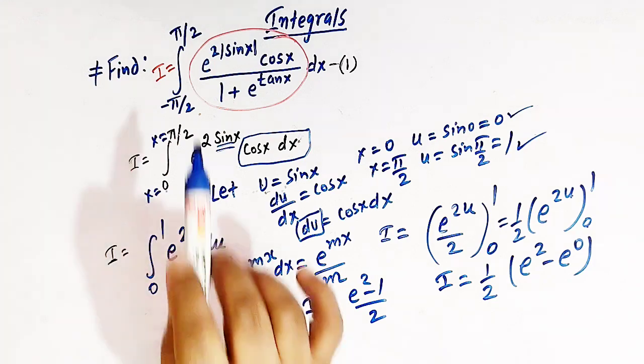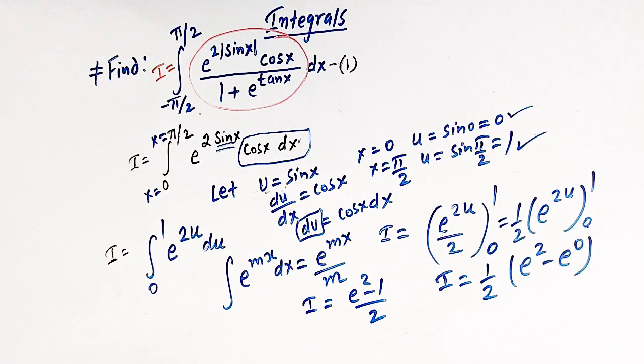So viewers, the value of this integral is equal to e square minus 1 over 2.